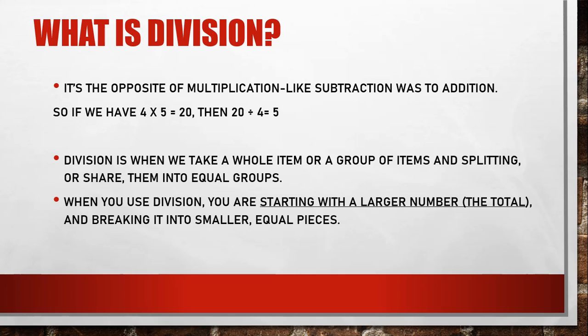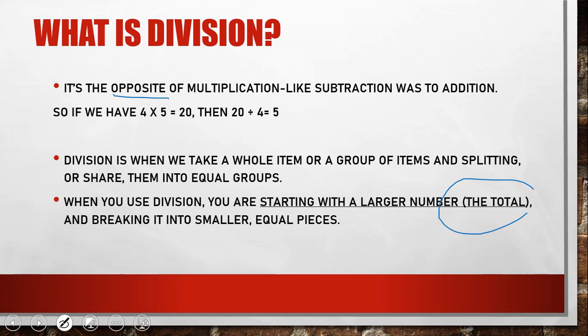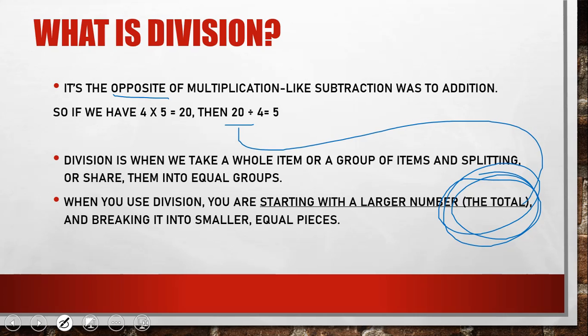So important things to note is that division is the opposite of multiplication. So division is when we take a whole item or a group of items and split them or share them into equal groups. When you use division, you start with the larger number, which is the total. So your first number is always going to be the total. So how many we have all together, that is the biggest number, the total.